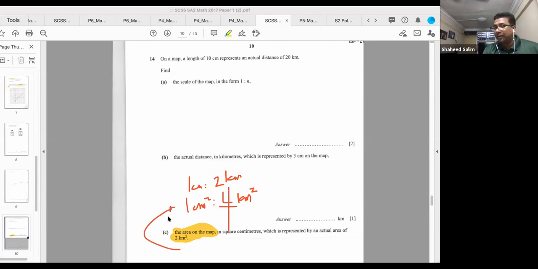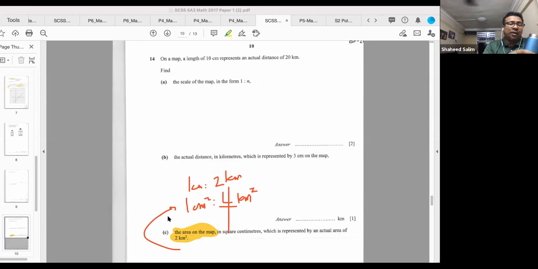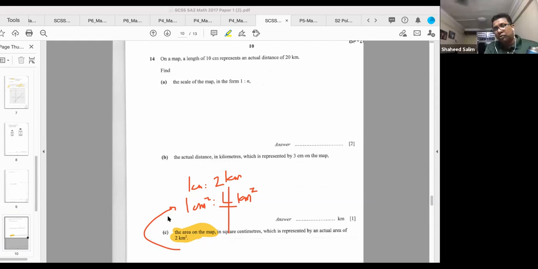They want how to find the answer to this. It's reverse, huh? They want you to find on the map 2 square km. What's the area? 0.5 cm square. Congratulations. You seem to be struggling in your speech. Okay, no problem. But you're getting it.